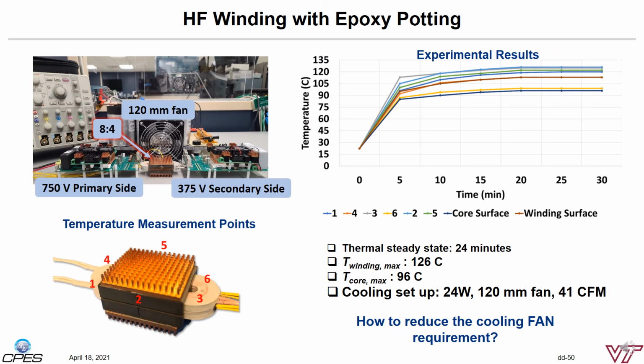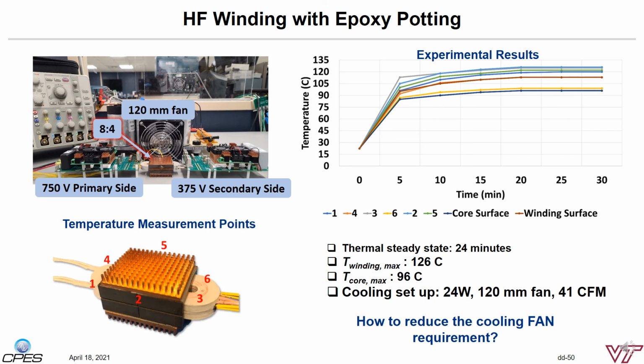This page shows a thermal characterization of this potted lead wire-based 500 kHz transformer running at 18 kW power. Thermocouples are embedded inside the transformer to measure the temperature. A 24-watt, 120 mm high-speed fan is put on the side to create a forced convection cooling condition.